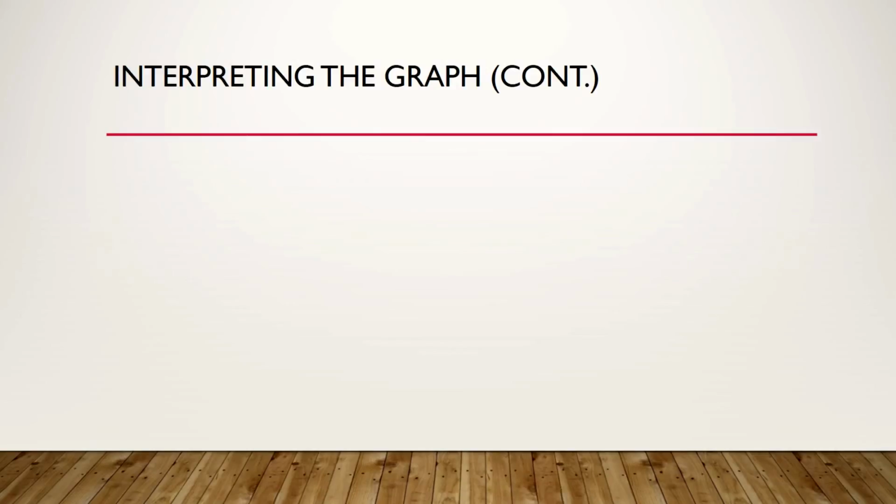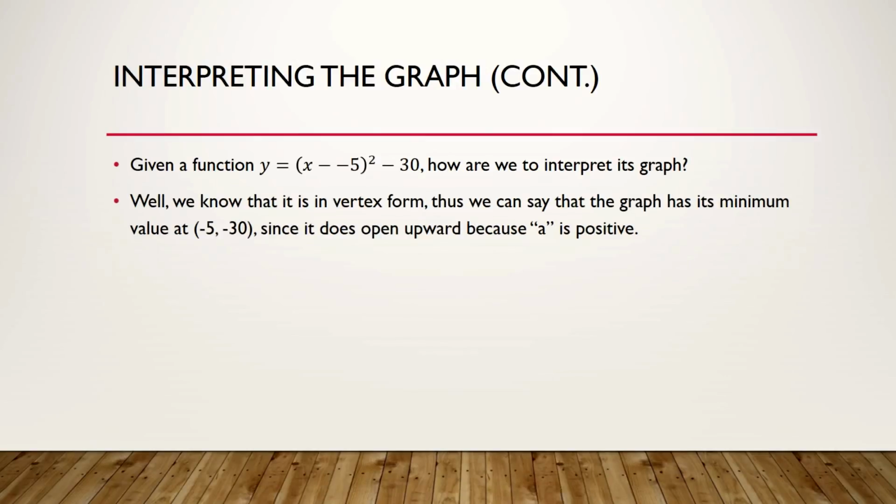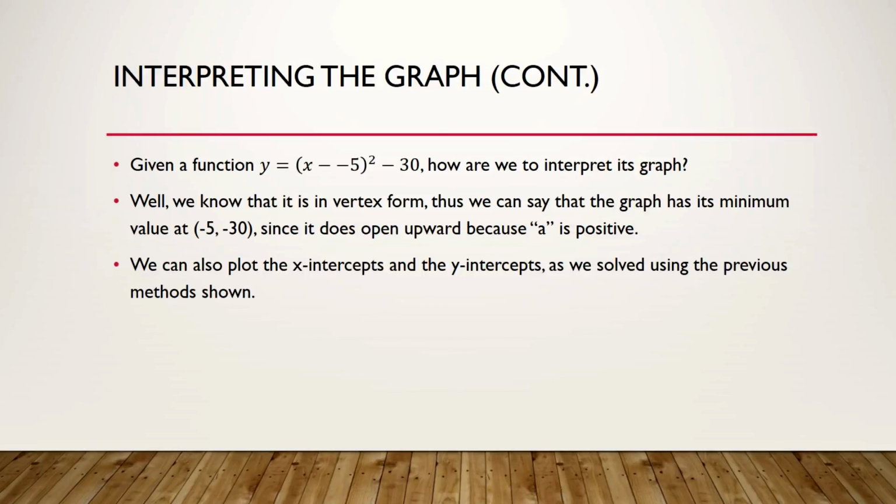With this, we form the U-shaped graph and place arrowheads to indicate infinite continuity. Given a function y equals x minus -5 squared minus 30, how are we to interpret its graph? Well, we know that it is in vertex form, thus we can say that the graph has its minimum value at -5, -30, since it does open upward because a is positive.